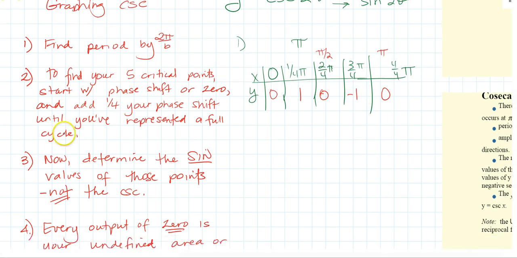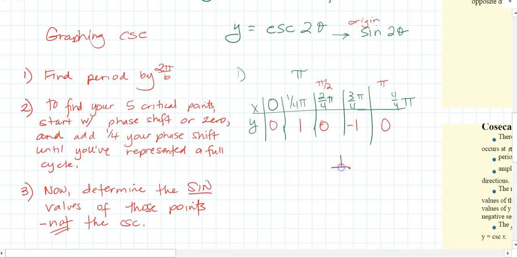I've just finished the third point as well, because the second point was to find those 5 critical points, determine the phase shift, so that you can do the midline and the maximum and minimum. So now that I've determined the sine values, I understand that the cosecant is 1 over the sine. So every place where I see a 0, those are my asymptotes. So I'm going to graph that.